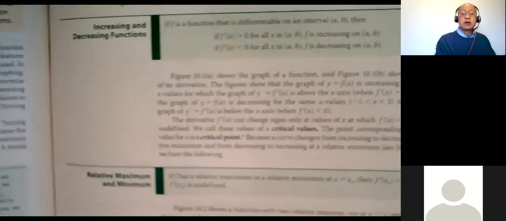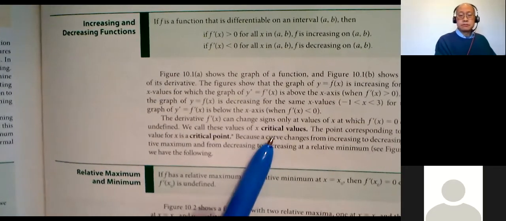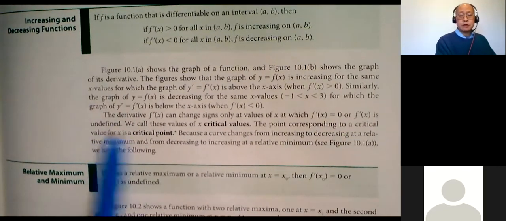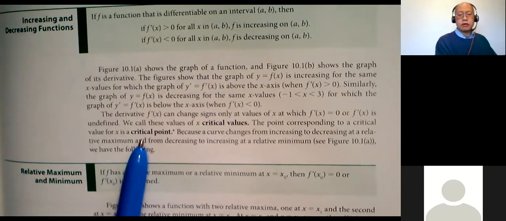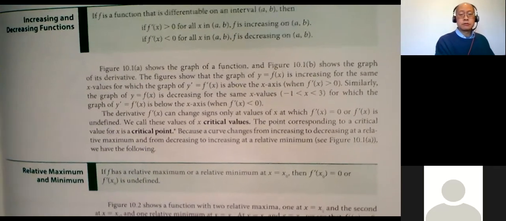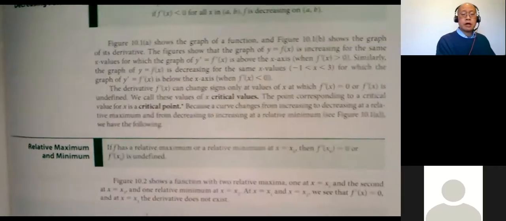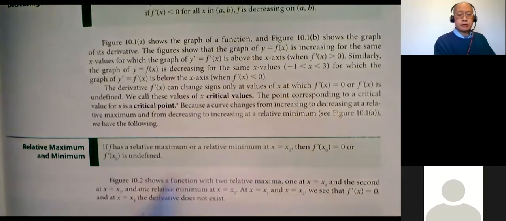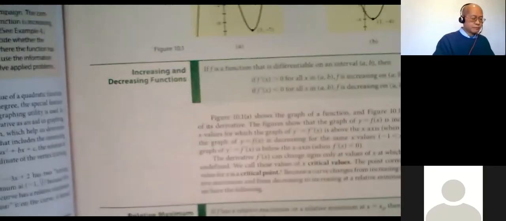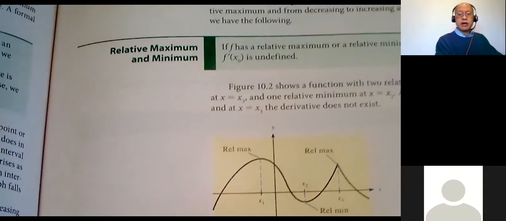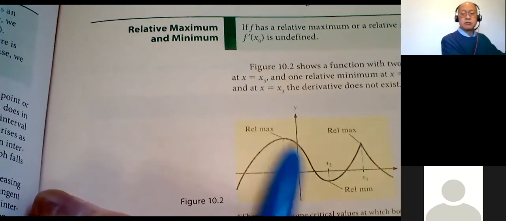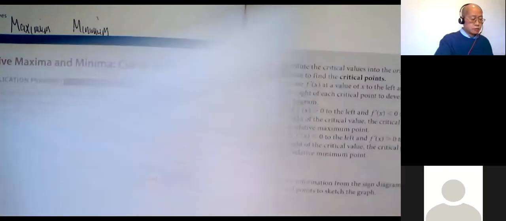Okay. Critical value. Derivative is 0 or undefined. Plug in to find the y coordinate, you get a critical point, so-called. To have a maximum or minimum, you look at the critical points. The derivative is either 0 or undefined. Look at the max and min. The derivative is either 0 or undefined. We're going to learn how to find these points.